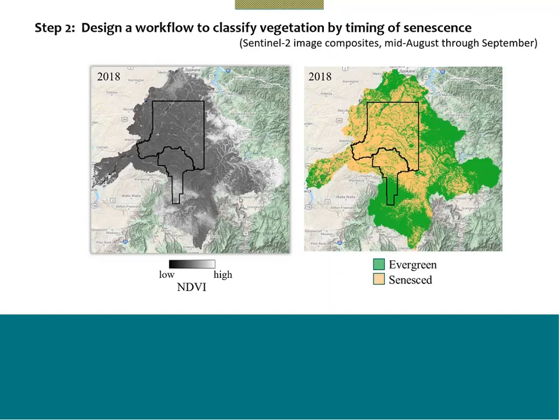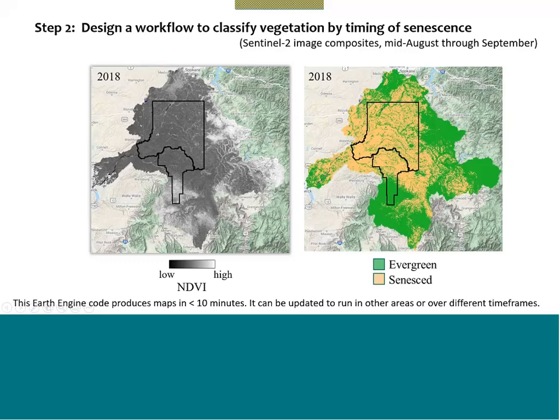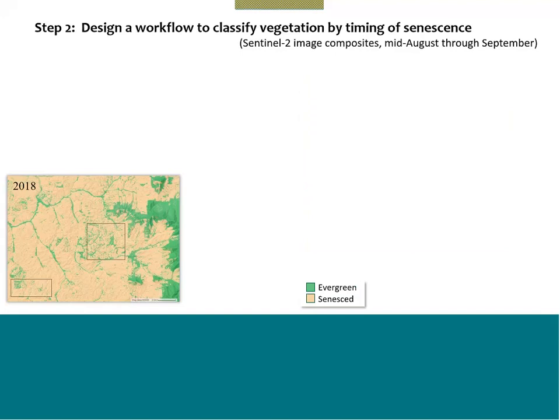So in Google Earth Engine, we were able to train the computer to automatically recognize areas that were active green at this time of year, which we called evergreen, or senescence, which means they're brown, or in here you can't really tell the areas that are not vegetated at all. This produces maps in less than 10 minutes for this entire area. You can zoom in and see it at finer scale as well, which I'll show you in a minute, and can be quickly updated to run for different time frames or in other areas, as long as they're similar enough to this area that we don't need to retrain that model.